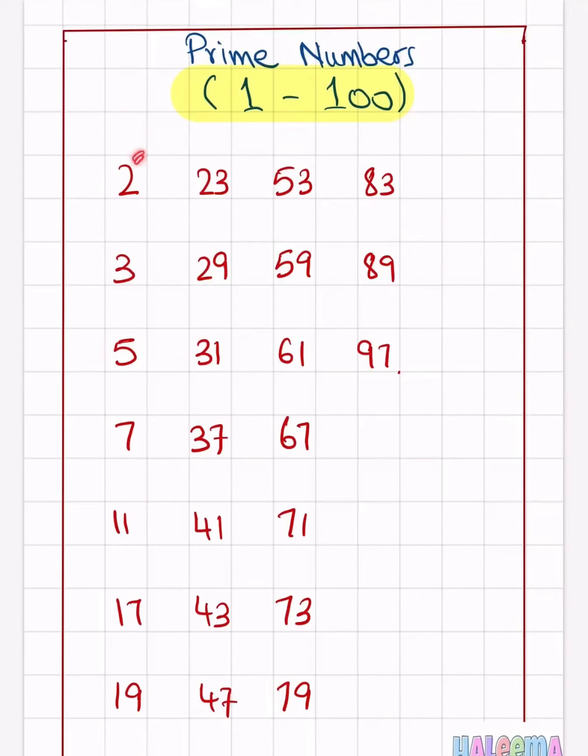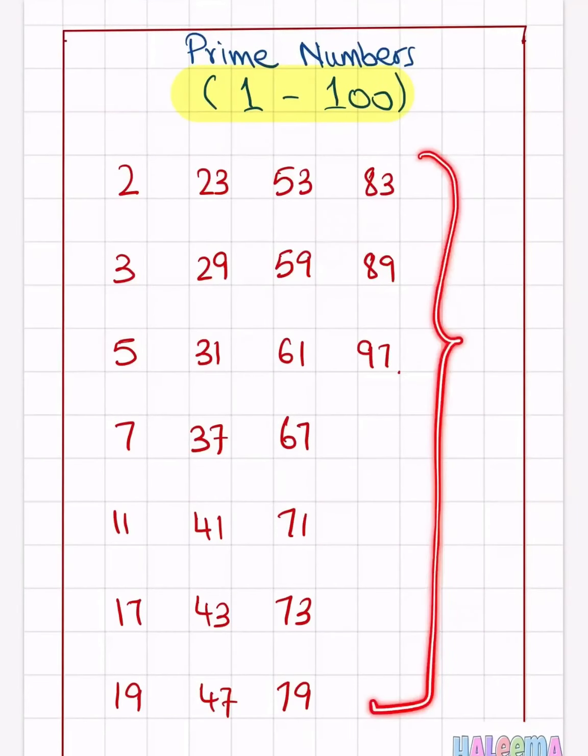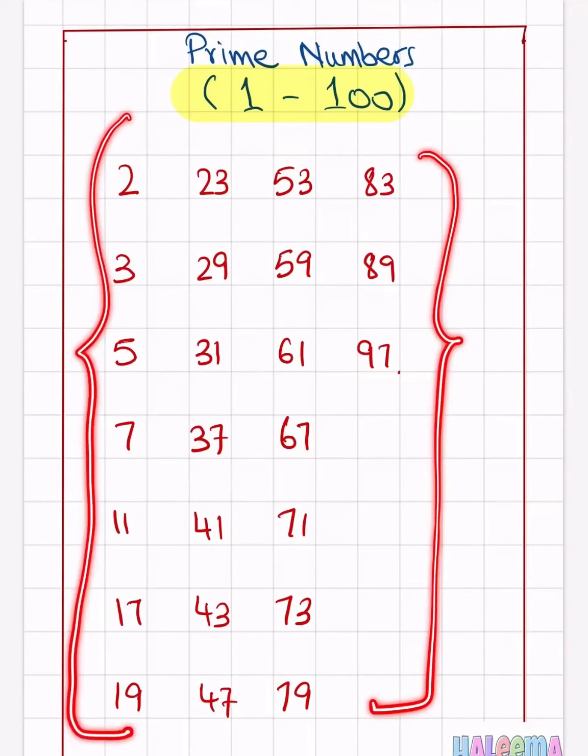Look, 2 only has 2 factors. 1 times 2 is 2 and 2 times 1 is 2, right? For example, 59. 1 times 59 is 59 and 59 times 1 is 59, right? All these numbers just have 2 factors, so they're all prime numbers. Other than these numbers are composite numbers.